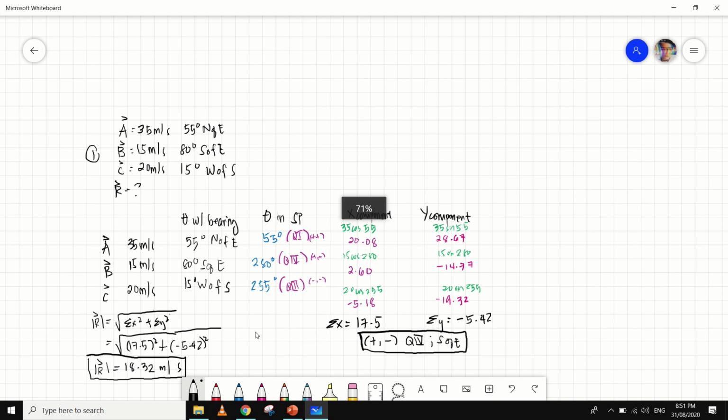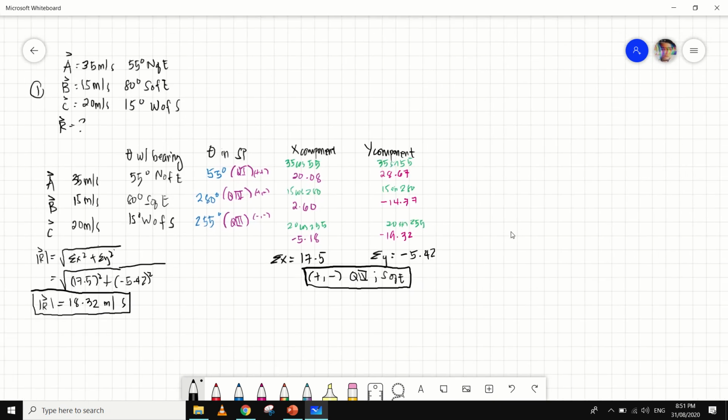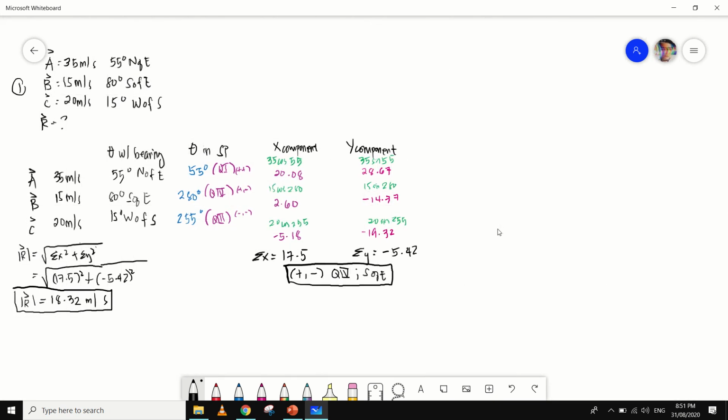So, continue na tayo sa may baba. Kasi this is the first time I'm using this one. Alright, sige, let's continue. So, let's get now the angle. So, solving for the angle, you know that this is just the tan inverse of, same lang nung ginagamit natin before, pero dito na, summation of y over the summation of x. So, tan inverse of summation of y is negative 5.42 and then 17.5.